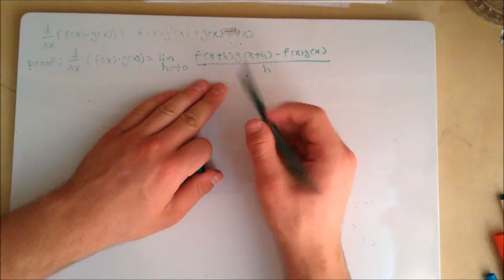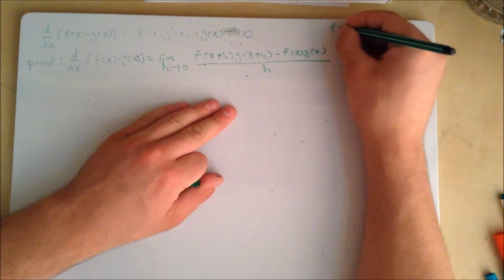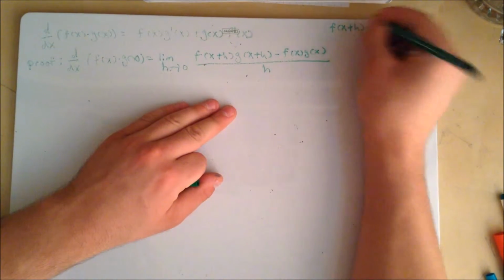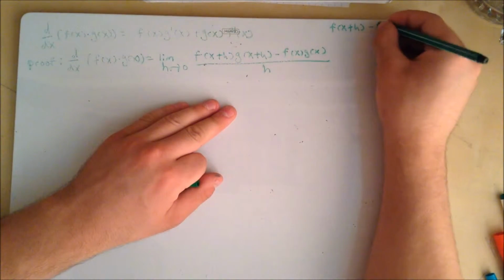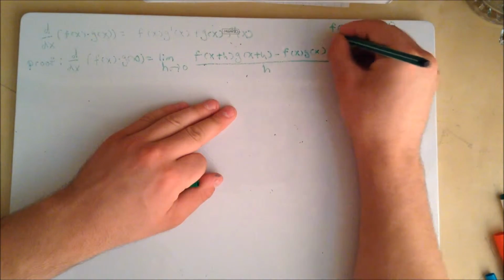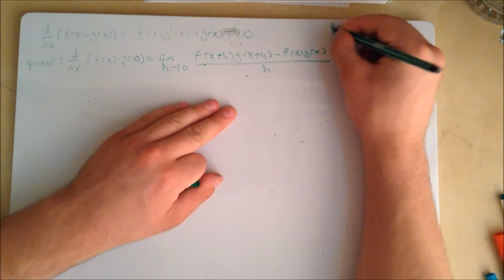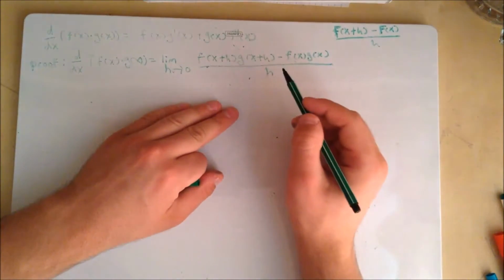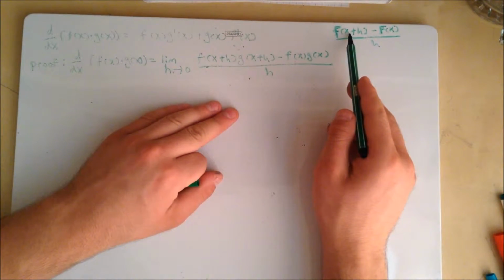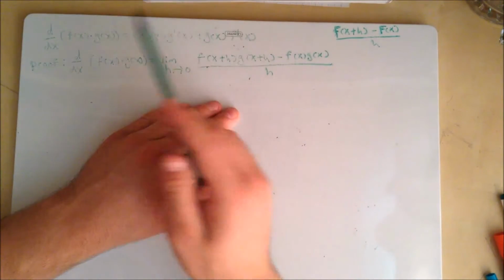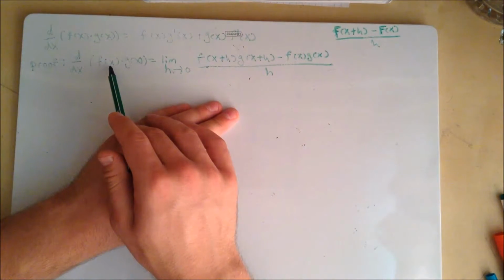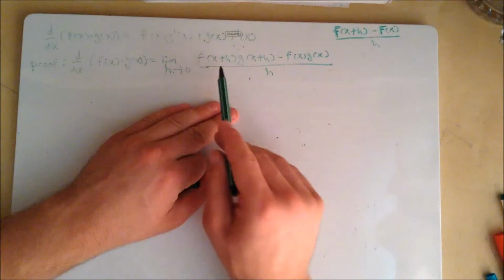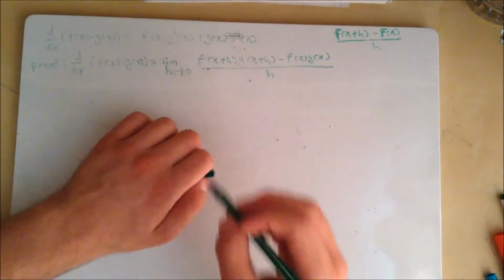So if we had f of x plus h minus f of x all over h, capital F, all we would do is plug in x plus h into the original function, which would be f of x times g of x, and this is how we got that.